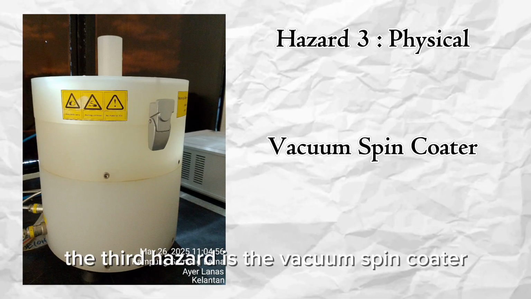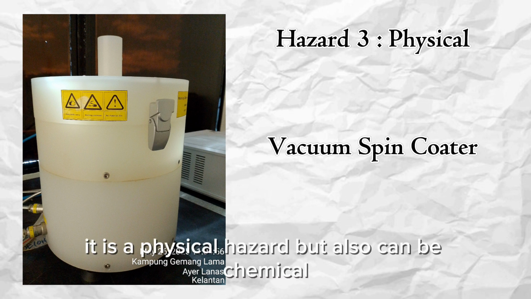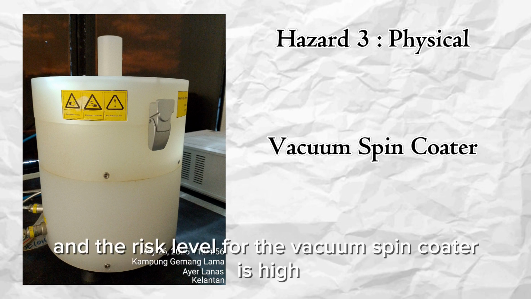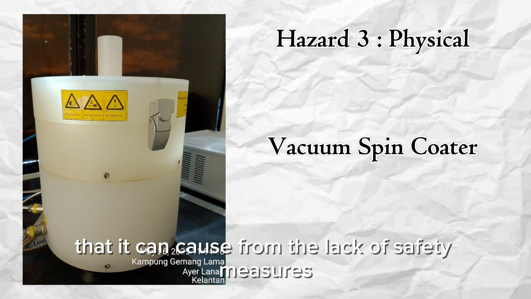The third hazard is the vacuum spin coater, which is used for coating samples with chemicals. It is a physical hazard, but can also be chemical if the residue from the machine spills. And the risk level for the vacuum spin coater is high, because of the multiple dangers that it can cause from the lack of safety measures.